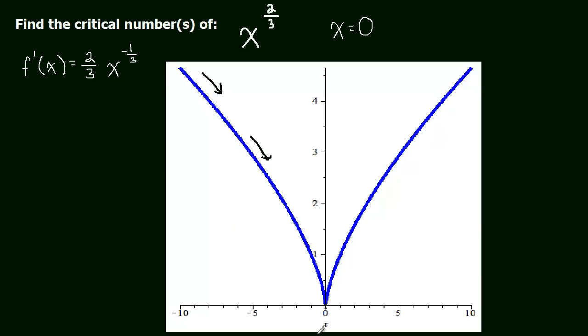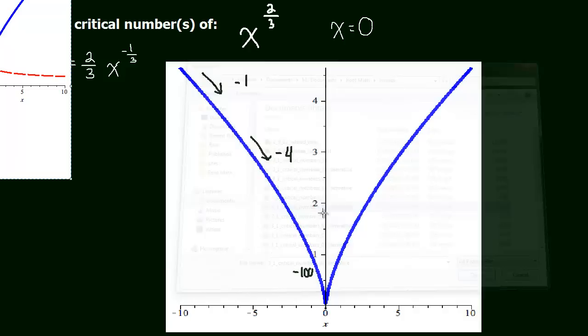So if they keep getting steeper and steeper, we expect the derivative, as it gets closer to 0, to be getting more and more negative, right? If the slope is negative 1 up here, and then here it's negative 4, and then here it's negative 100, then as we're getting closer to 0, we expect the derivative to be dropping. Okay, so all those numbers are talking about slope, the slopes of the tangent lines. So let's actually take a look at it now that we reasoned it out a little bit.